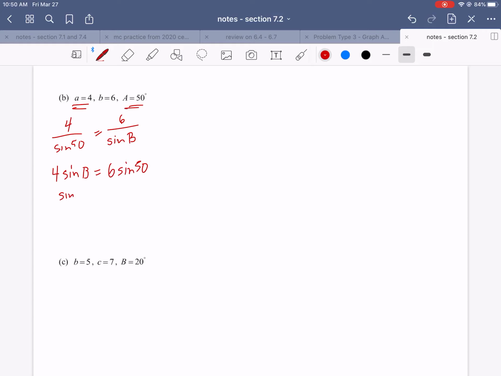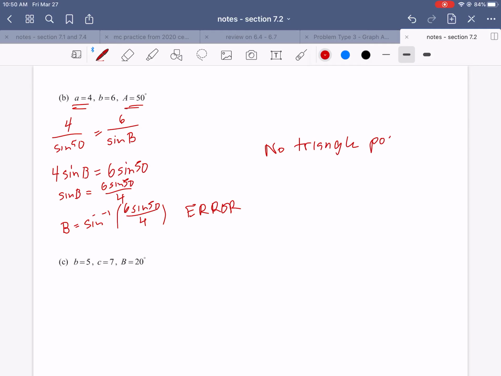And divide both sides by 4 so that we get sine of B is equal to 6 sine of 50 divided by 4. And once again, using the inverse button on our calculator, sine inverse of 6 sine of 50 divided by 4. And when you punch this into the calculator in degree mode, what you end up getting is an error. It'll tell you that there's a domain error. And so what that means is that there is no triangle possible for this given set of information.